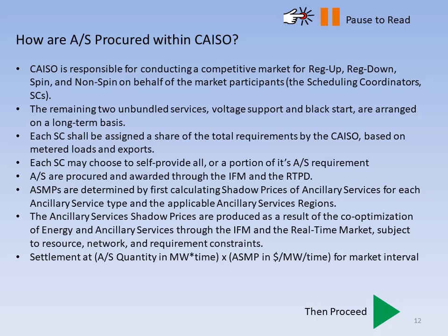We know that reg up, reg down, spin, and non-spin are procured and awarded in the integrated forward market and the real-time market. Voltage support and black start are procured under contract and out of market. Market participants, mainly scheduling coordinators, are allocated the costs of providing the ancillary services based on their share of load and imports. So the greater consumers of energy are responsible for a greater share of ancillary services costs.